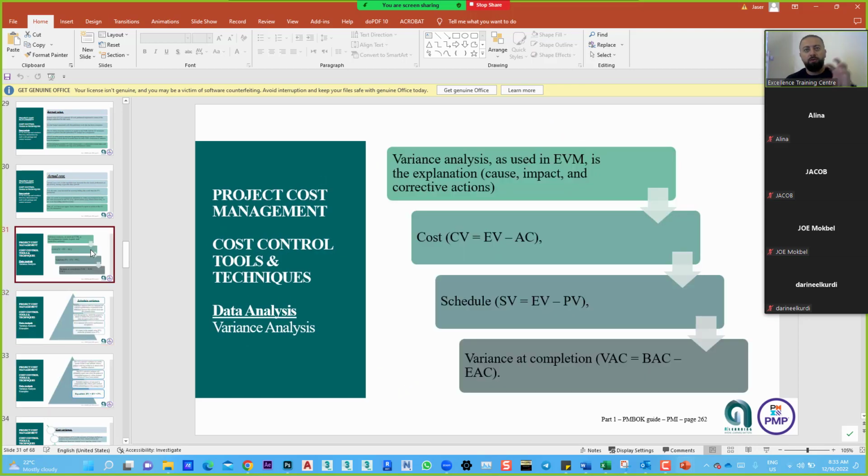And for the cost, we have the cost variance, which is the earned value minus the actual cost. And if it's less than 0, sorry, it's a negative impact on the project. So we are with a cost overrun. Schedule variance, earned value minus planned value. If it's less than 0, then it's a negative impact on the project. Then we are behind schedule. Clear? Variance at completion will equal the budget at completion minus the estimate at completion.